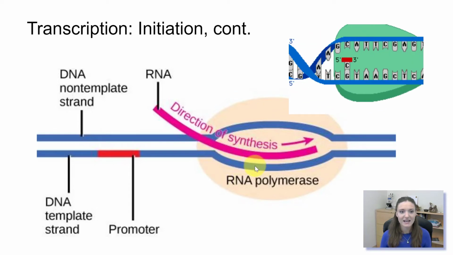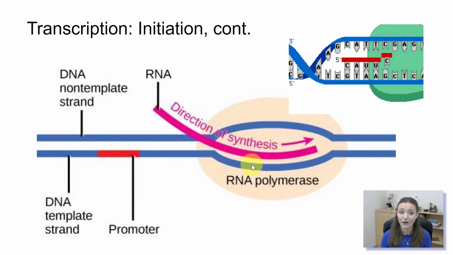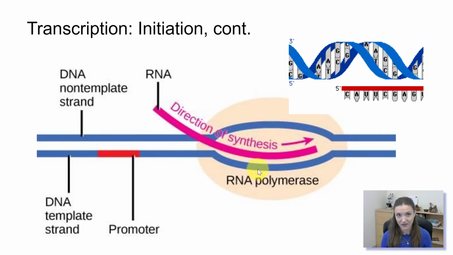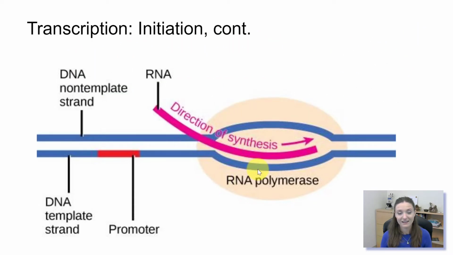and matching them up with a complementary RNA base, right? So let's say we find a T on the DNA. On the RNA, the complementary base would be an A. If we have a G on the DNA, the complementary base on the RNA would be a C. So it's just using this as a template for how to build this RNA molecule.